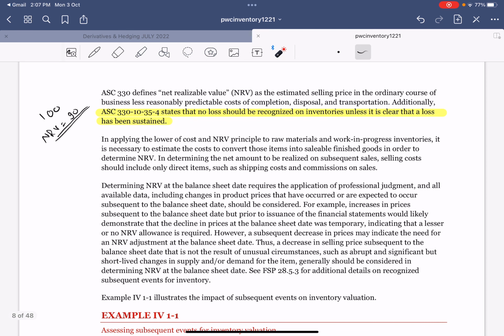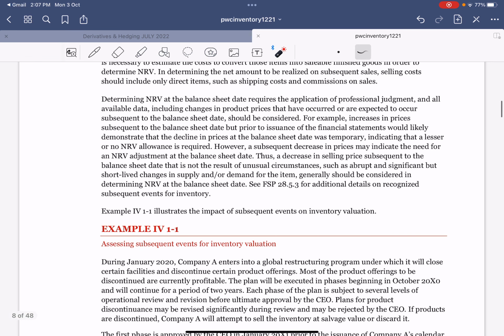sustained. Okay, in applying the lower of cost and NRV principle to raw material and work in progress inventory, it is necessary to estimate the cost to convert these into saleable finished goods in order to determine NRV. In determining the net amount realized from subsequent sales, selling cost should include only direct items such as shipping cost and commissions on sale. It's pretty obvious.